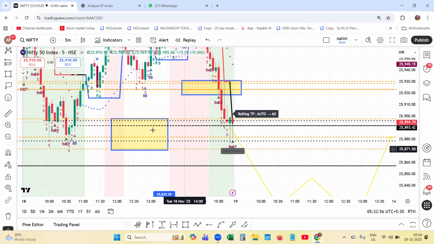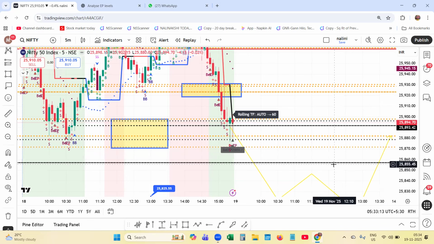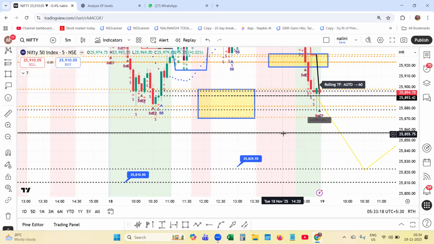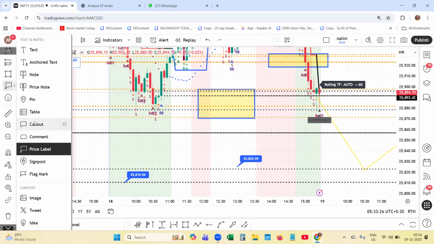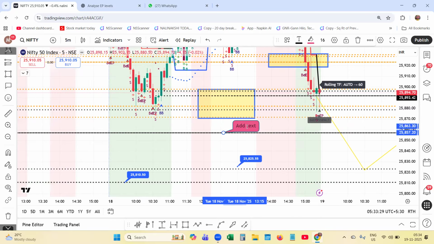Now here you can see the cluster of call and put option chain on an intraday basis from 25,900 to 25,870. And if the market starts breaking below 25,855, that is the make or break level. Let us write it. This is the make or break level.